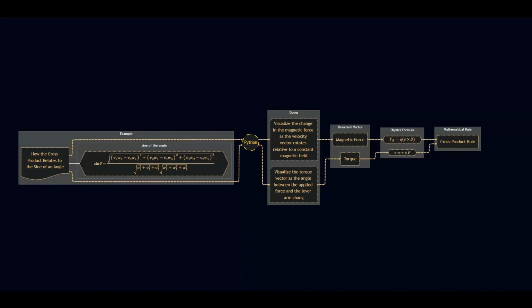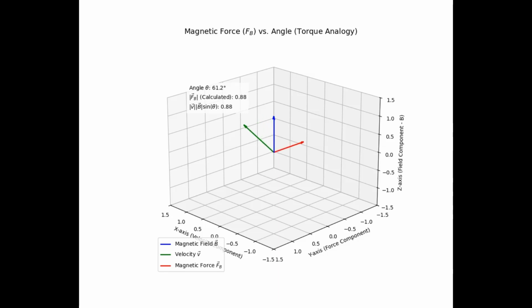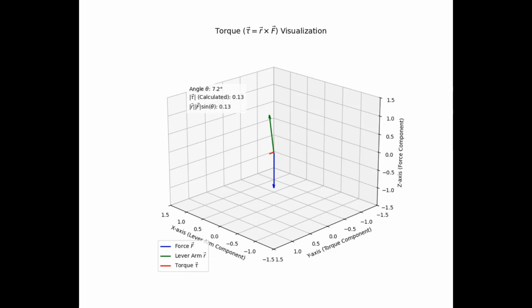This derivation results in a clear method for calculating the sine of the angle between any two vectors using only their Cartesian coordinates. By taking the ratio of the total magnitude of the cross product to the product of the two individual vector lengths, we can determine the exact angular relationship between them. This formula serves as a direct link between abstract spatial data and trigonometric reality.